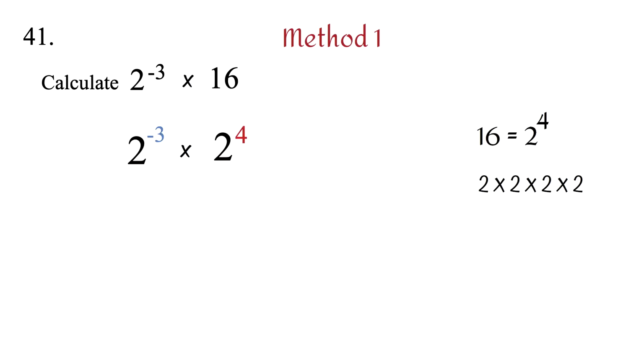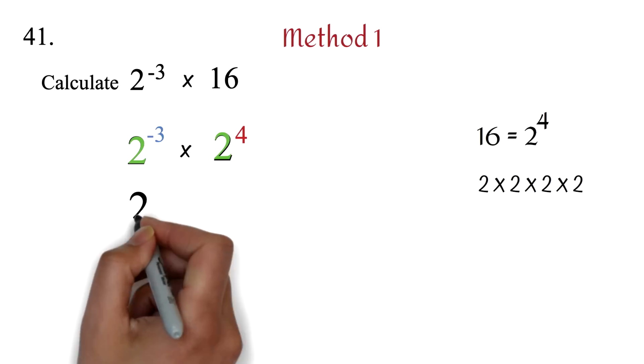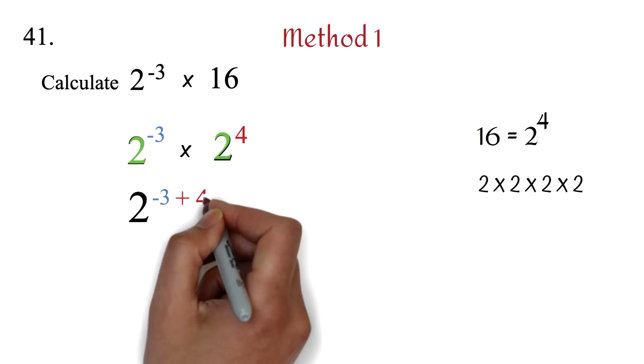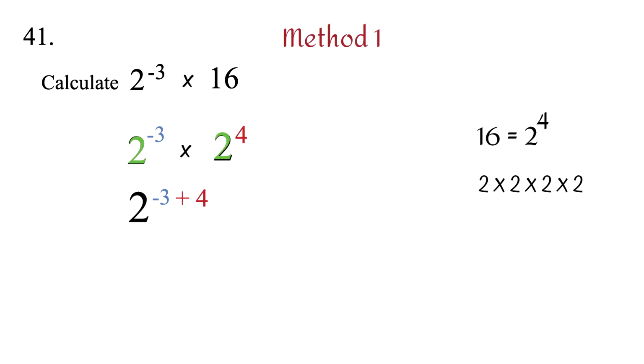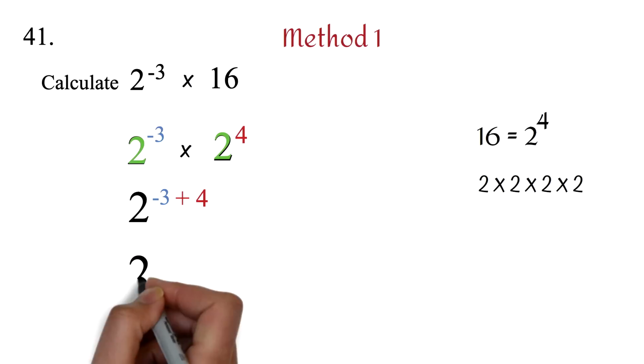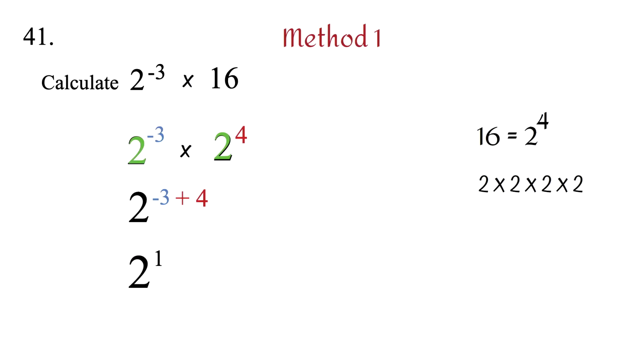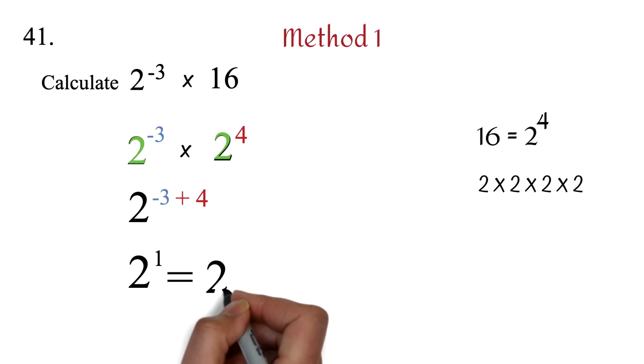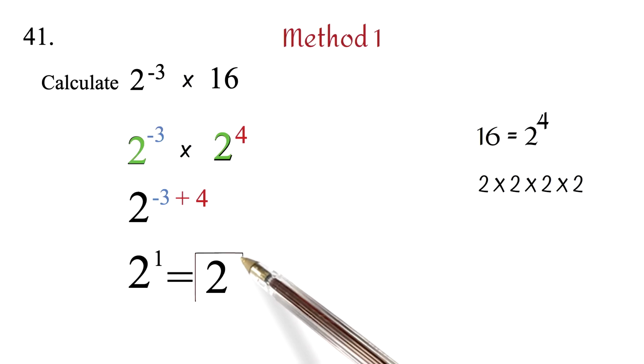In math, if you have two numbers multiplying and the bases are the same, you can simply add the exponents. They both have the base of 2, so we can simply add the exponents. So here we will have 2 exponent negative 3 plus 4. Negative 3 plus 4 is the same as 4 minus 3, which is 1. So we have 2 exponent 1. Any number exponent 1 is the same number, so 2 exponent 1 is simply 2. This is our answer. Let's look at method 2.